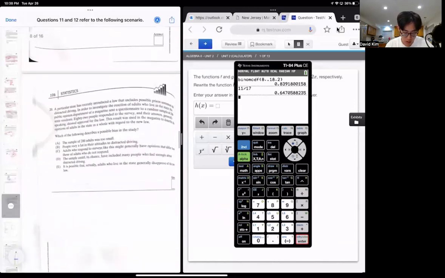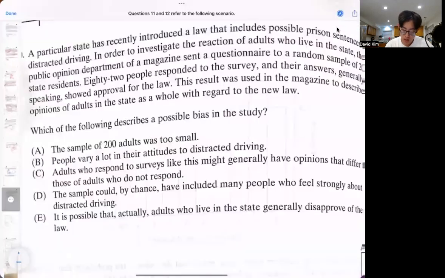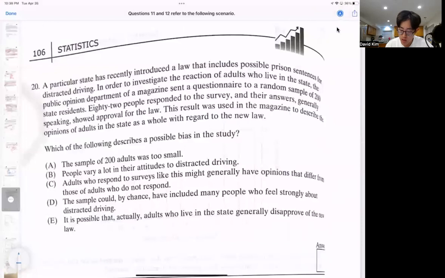All right, number 20. A particular state has recently introduced a law that includes possible prison sentences. 82 people responded to the survey. So they sent a magazine questionnaire to a random sample of 200. 82 people just decided to respond to the survey. It didn't really say they support it or not. And generally speaking, showed approval for the law. This result was used in the magazine to describe the opinions of adults in the state as a whole.